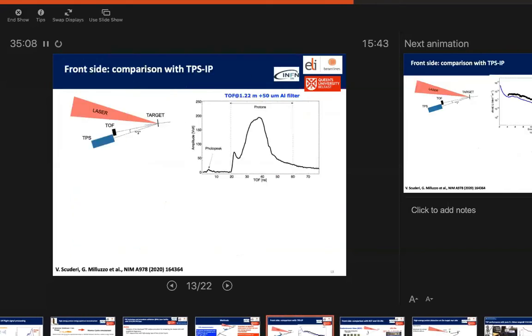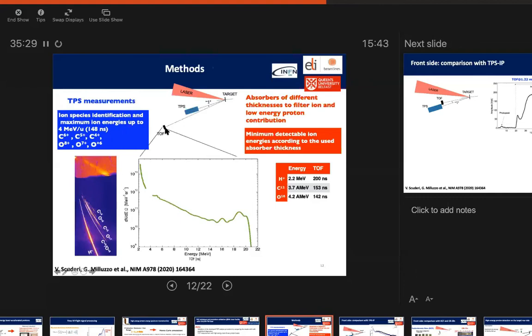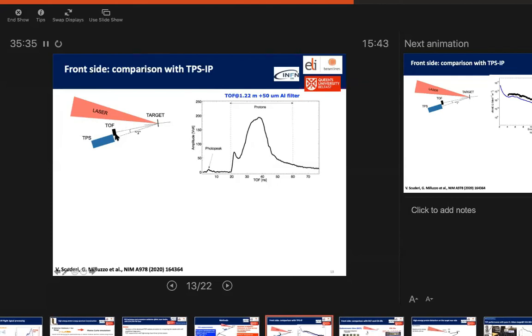Again, this was another. Okay, this is nice because when we put the time-of-flight detector just close to the pinhole of the Thomson parabola spectrometer, they were more or less at the same angle, at the same distance. This is the same scheme that you showed. No, it's a bit different. Here the time of flight was farther. Here it was closer. Yes, it was at the Thomson parabola pinhole.